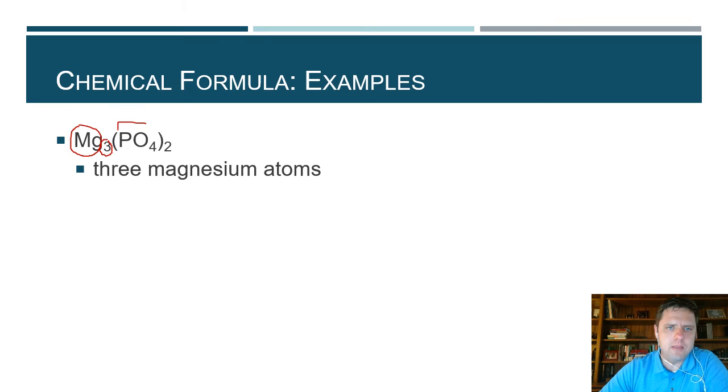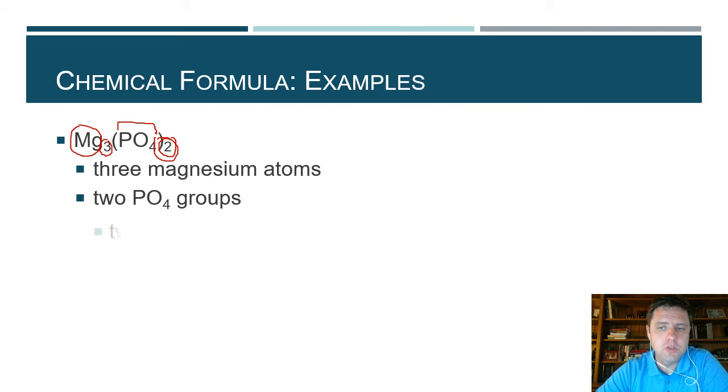We're going to learn how to name these later on, but this whole thing is called a phosphate. Well, we have 2 of them. We have 2 phosphate groups, 2 PO4 groups. So that means inside of one PO4 group, we have 1 P and 4 O's, right? But we have 2 of those groups. So for phosphorus, we need 2 of them.